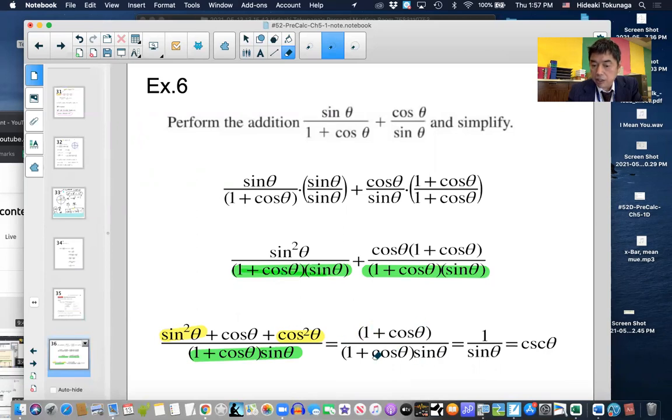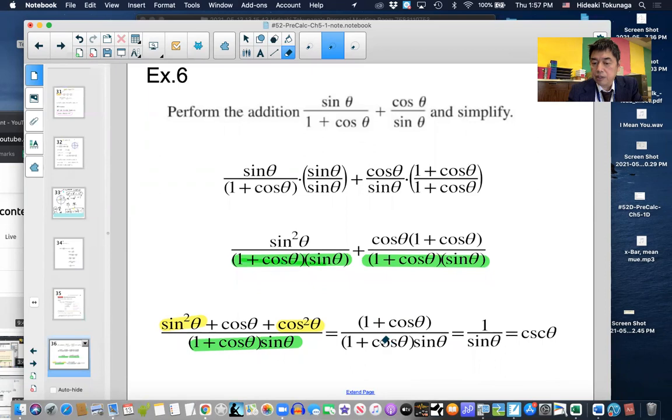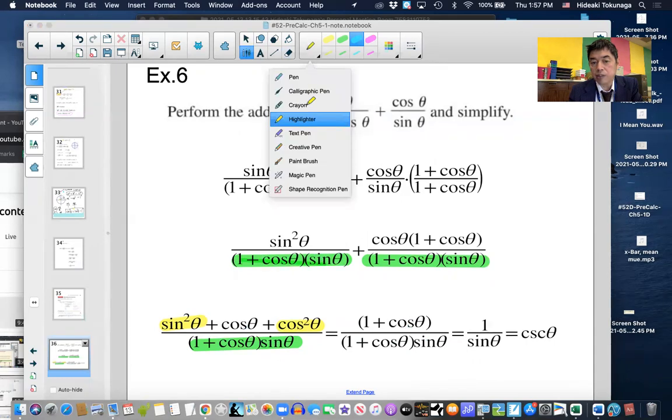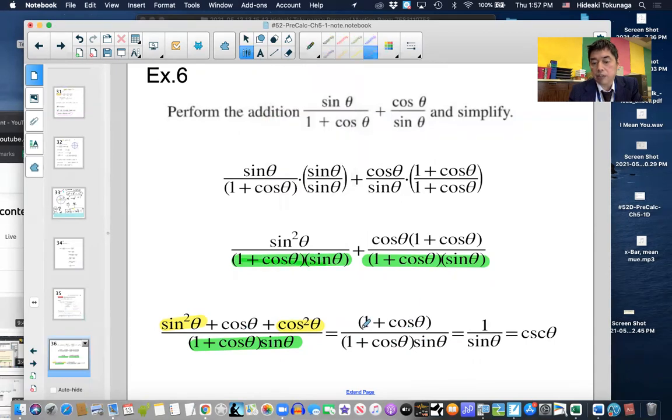Now, take a look at the denominator. This is the common denominator, which is why it shows up only once. Now, if you put parentheses here, it means you can cancel this out. So that's why I use a crayon tool to cancel. Cancel, cancel. What's the leftover? If you cancel, you have 1 over sine theta, which is cosecant theta. This is the final answer for example 6.